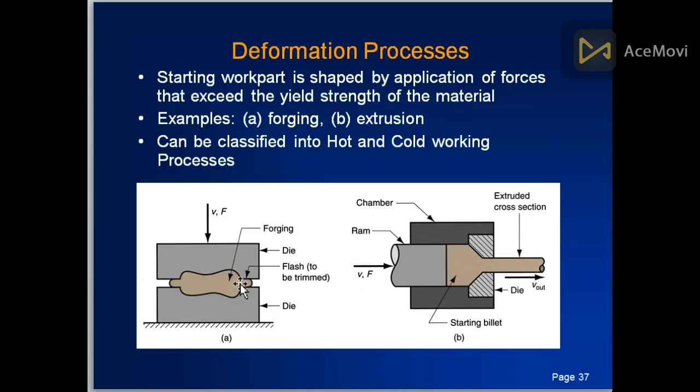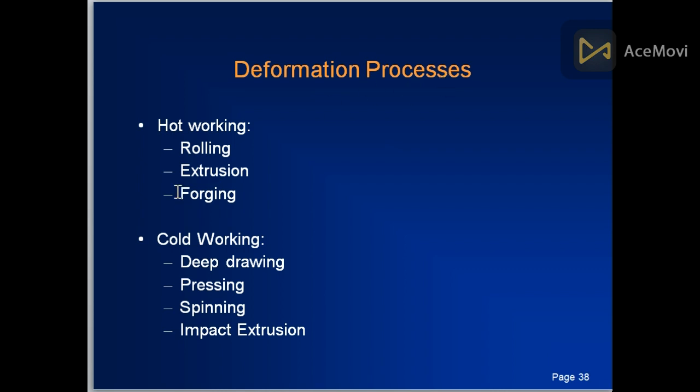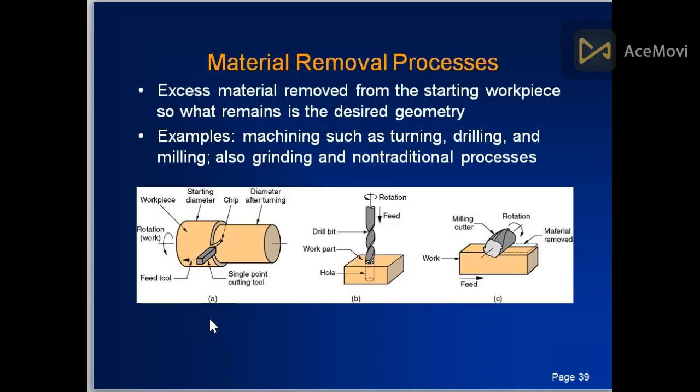Then in the deformation process, we put a metal in a die with some shape and apply force. This is the desired shape. Extrusion is also used. Deformation processes include hot working: rolling, extrusion, forging; and cold working: deep drawing, pressing, spinning, impact extrusion. Material removal processes are turning, milling, side milling, face milling, etc.